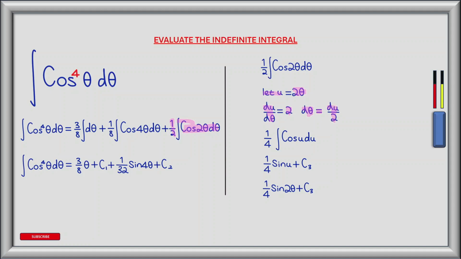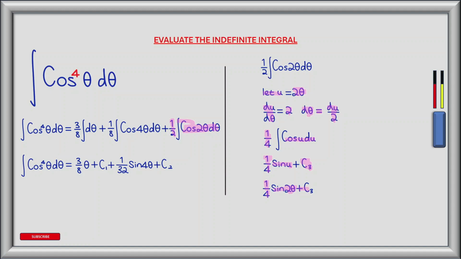So now if we substitute in for 2θ and dθ, we're left with 1/4 multiplied by the integral of cos u du. The antiderivative of cos u is sin u. So we have 1/4 multiplied by sin u plus a constant of integration, let's call that c3. Now substituting back in for u, which is 2θ, we have 1/4 multiplied by sin 2θ plus a constant of integration, c3.